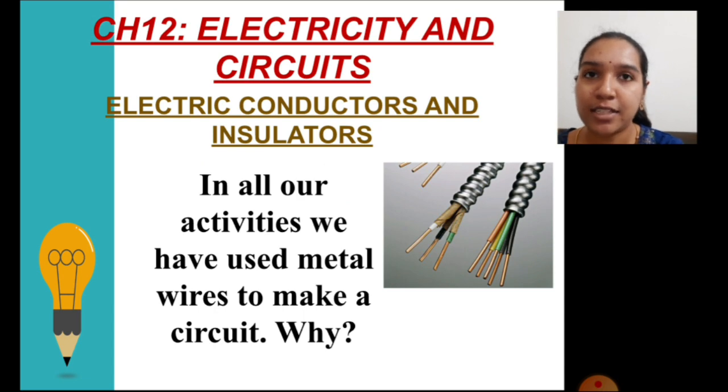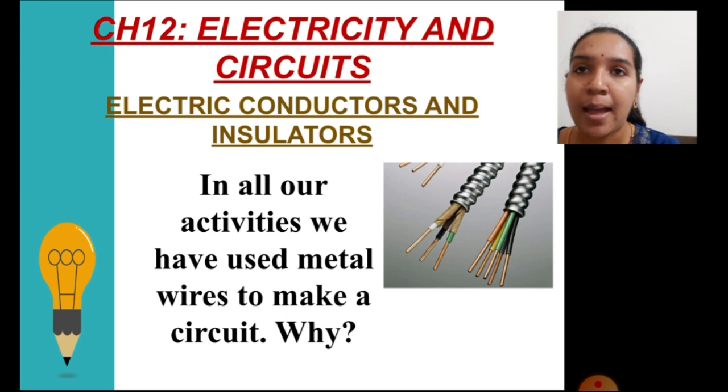If you have observed in all activities we have done till now, we are asked to have bare ends of the wire, or the ends of the wire to be exposed. And we also know the wires are made of metal, mostly copper wires, which are usually given a plastic covering. But why do we always use the bare ends to connect the wires at the terminals of the electric cell or the torch bulb?